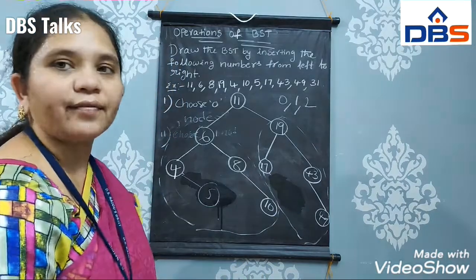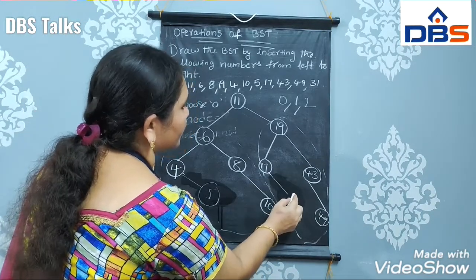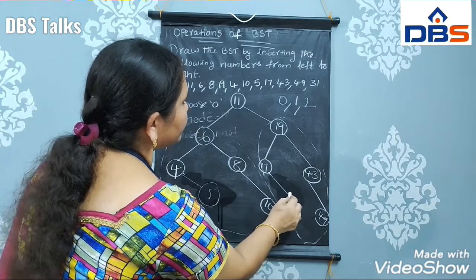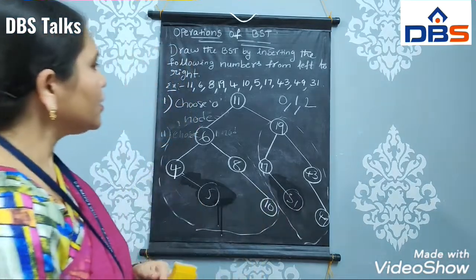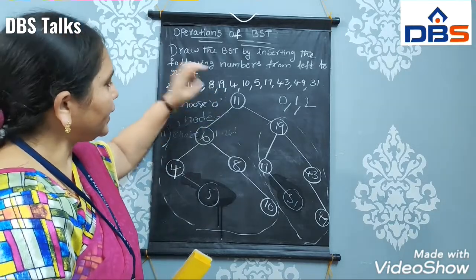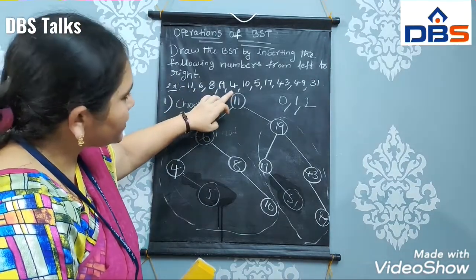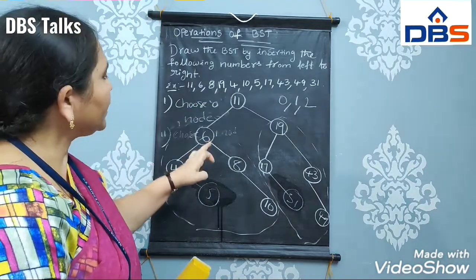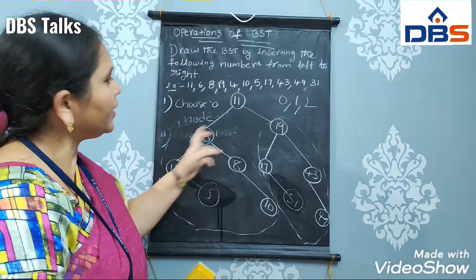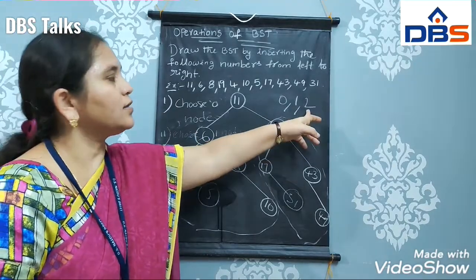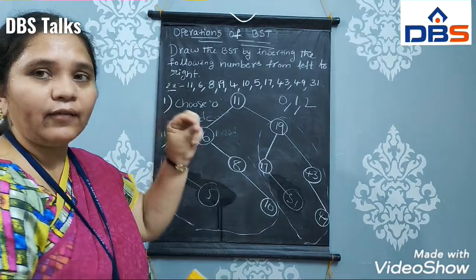Delete from this graph. Like this, we are going to delete the things. Suppose we are going to delete this node 11. This is the root node. This node contains 2 children, a left child and a right child. So we want to delete this root node 11.